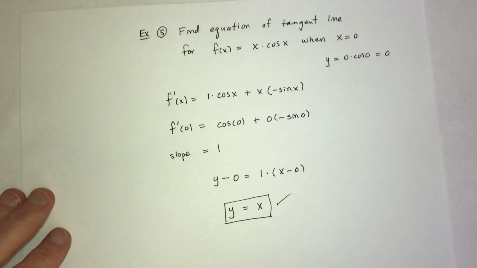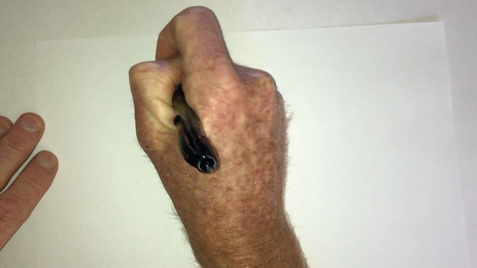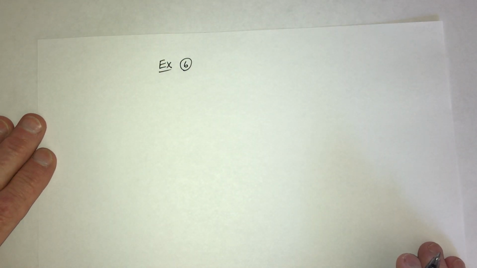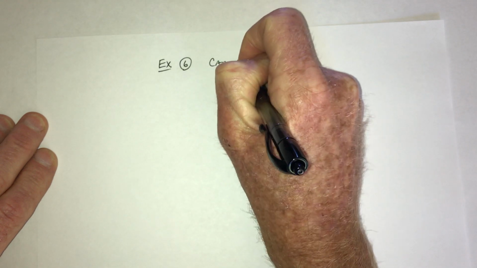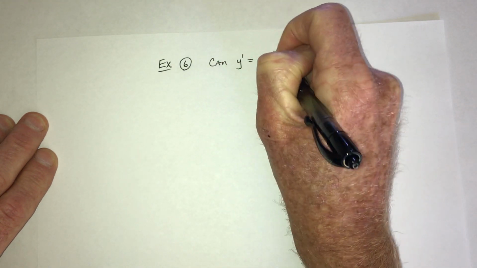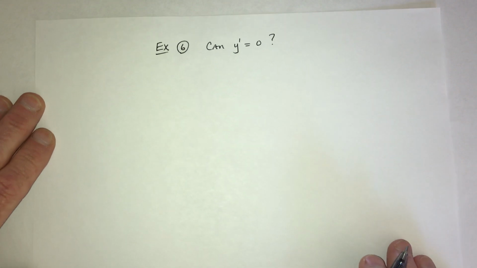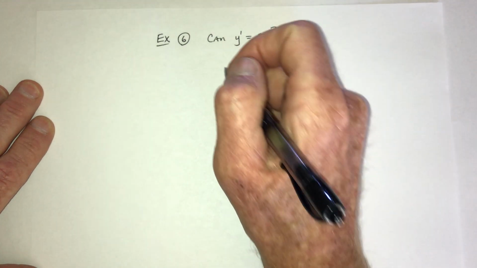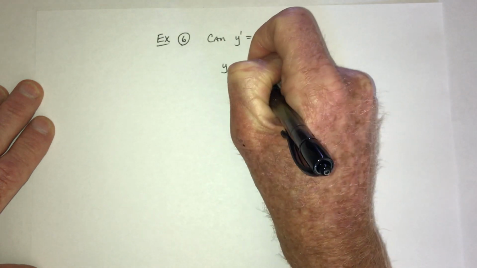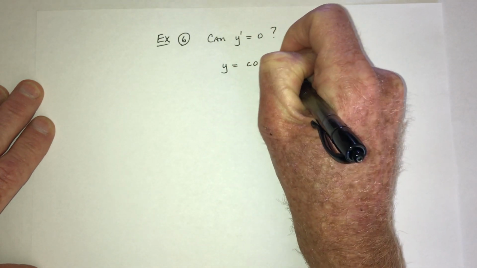Now, how about for example number 6? How about for this one? Is it possible that the derivative equals 0? And the function is going to be cotangent of x.